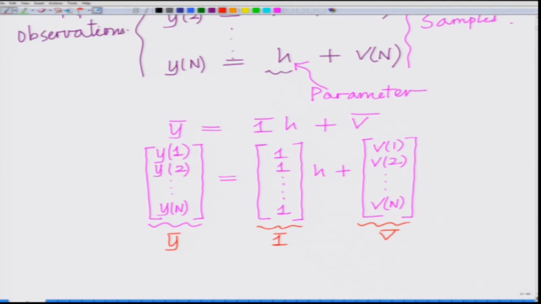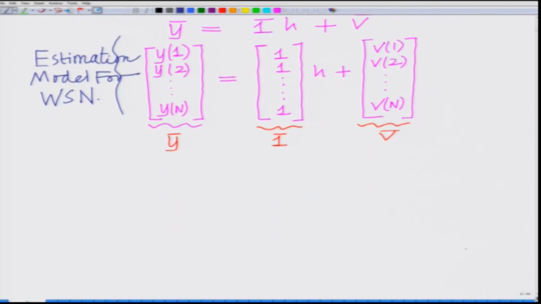Okay. This is our WSN system model, our estimation model for the wireless sensor network. Now, we have already computed the MMSE estimate h hat for this scenario, and in fact, we have also seen an example of how to calculate this MMSE estimate for a simple example, all right.